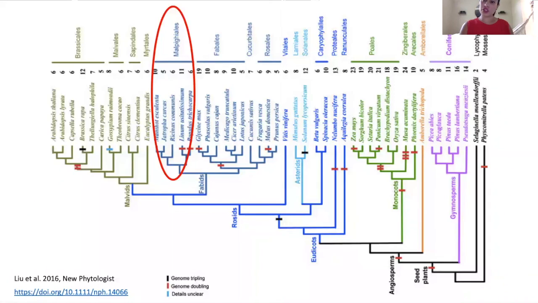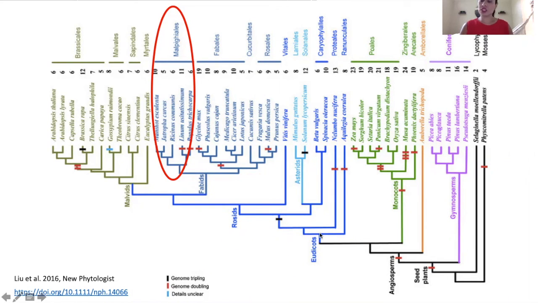Something that I found interesting is that the family Passifloraceae is part of the order Malpighiales, along with Ricinus communis. Ricinus communis is the castor oil plant, and the oil from the castor oil plant is used for soaps and beauty products and paints and waxes, etc. So they're related. The castor oil plant and the family Passifloraceae are in the same order.